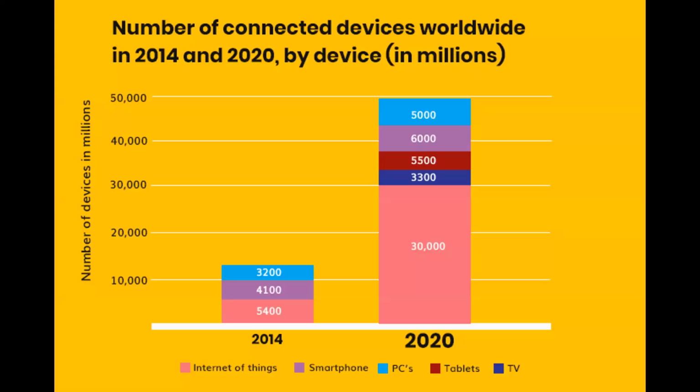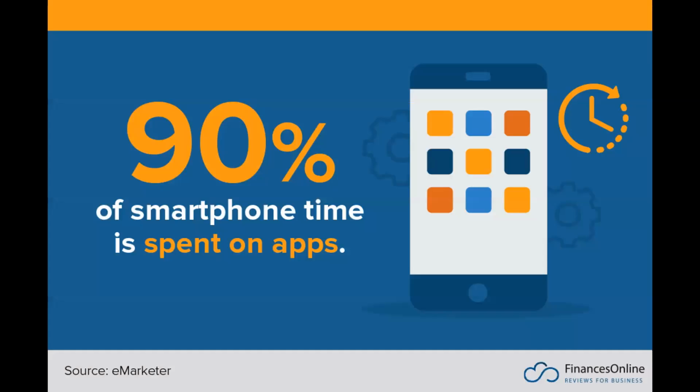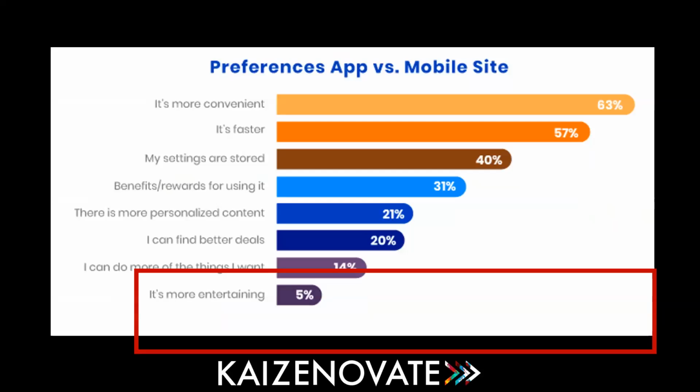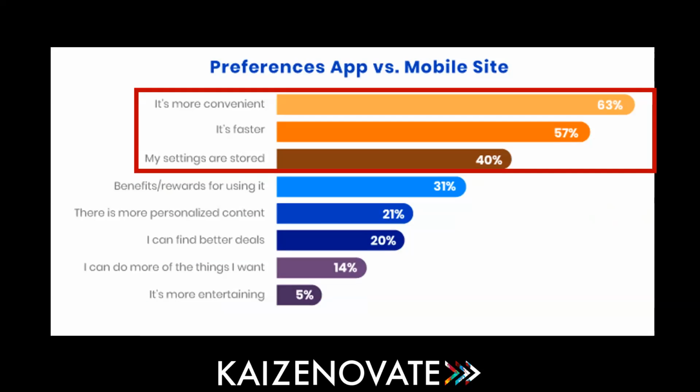Now here's what we know about the evidence. We know that the number of worldwide connected devices has grown by 50% in the last 6 years, in the 6 billion range. We know that 90% of smartphone time is spent on apps. And the reason that people prefer apps over a mobile site on their phone is because it's more convenient. And by the way, it's more convenient because it's faster and their settings are stored. And also, 1 out of 3 people prefer to use mobile apps because there's benefits or rewards for using it.